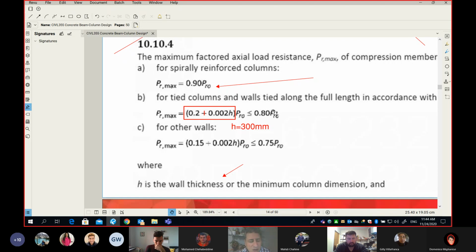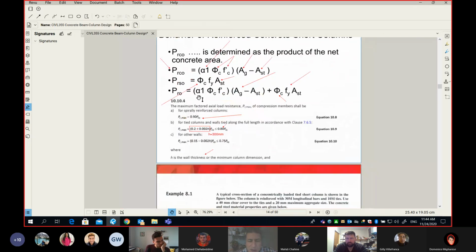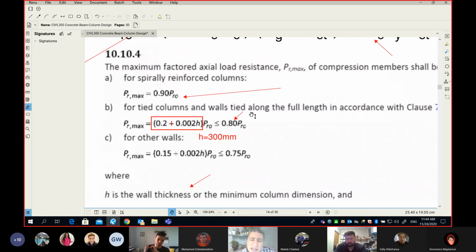But anyway, the code says no matter what you get from this equation, it has to be less than 0.8 BRO maximum. So this combination here, maximum 0.8. So very simple, not very difficult. You have to find your BR0 from this equation, then multiply it by 0.9. That's if a spiral column, and if it's a tight column, then multiply by a number, this number maximum 0.8.